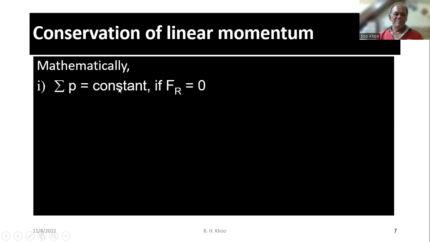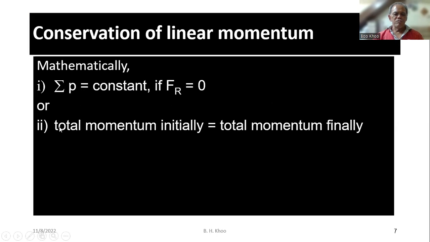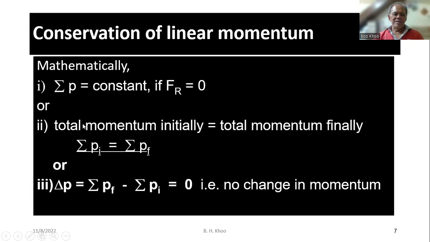Mathematically, if momentum is constant, the resultant force is zero, or total momentum initially equals total momentum finally. You can take that across: the sum of final minus the sum of initial will be zero, no change in momentum.